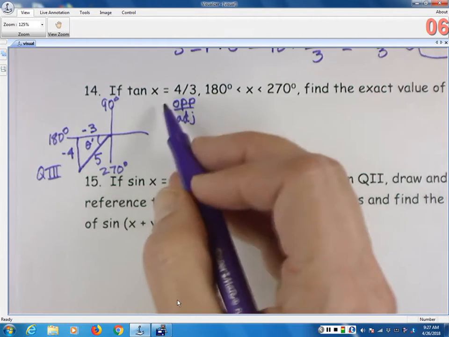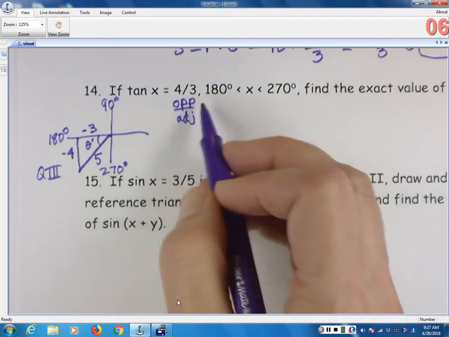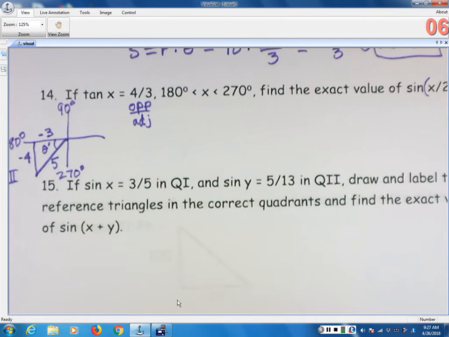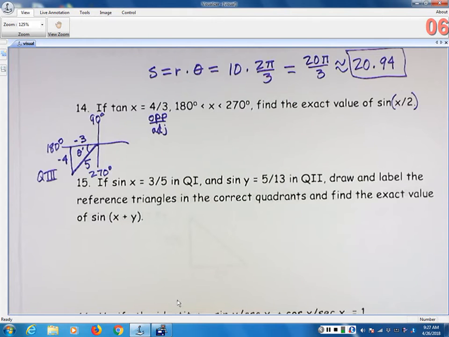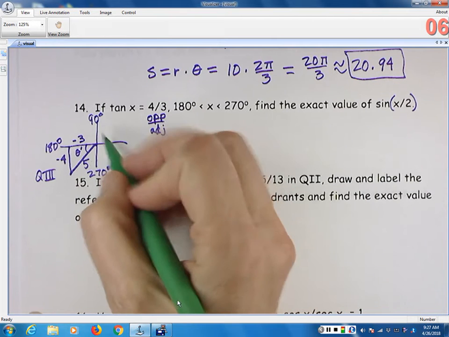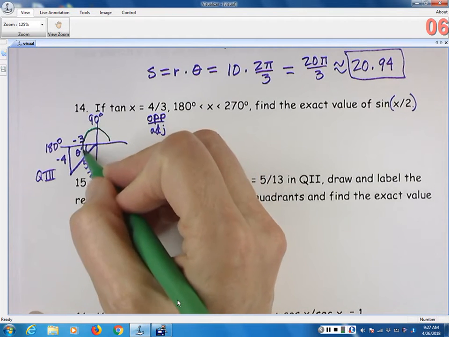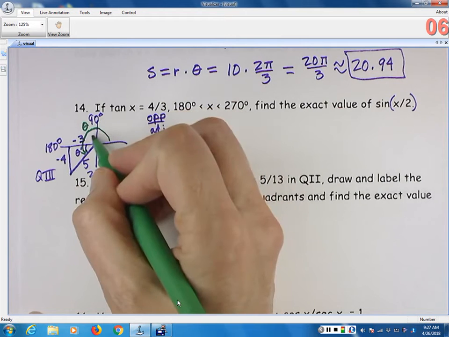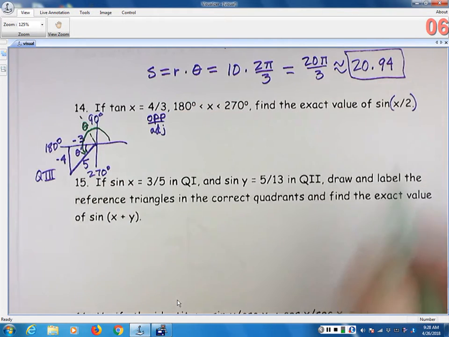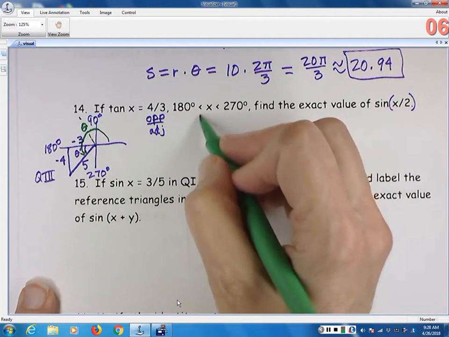All right, so find the exact value of sine of the half angle. We are not going to cut this theta in half and draw a triangle. No, we're going to use the half angle formula for sine.